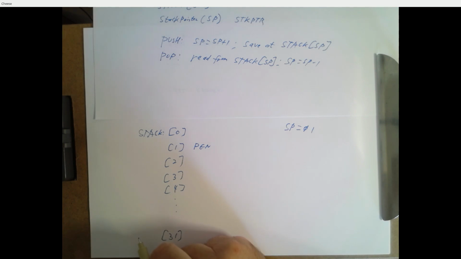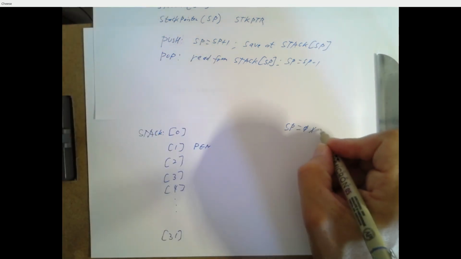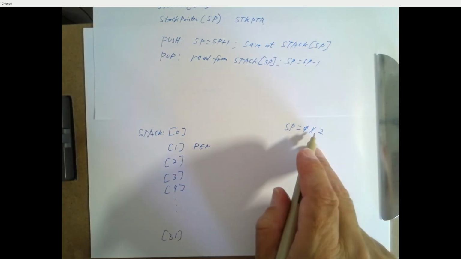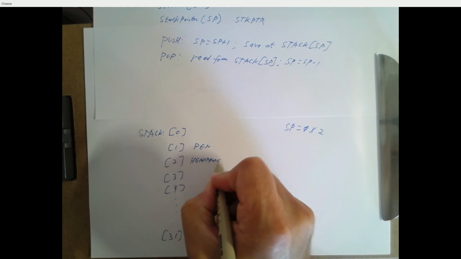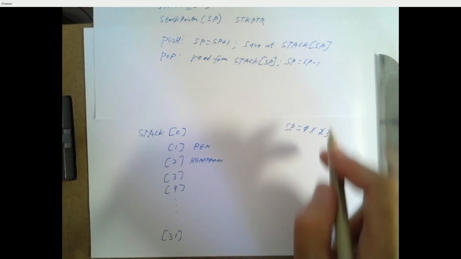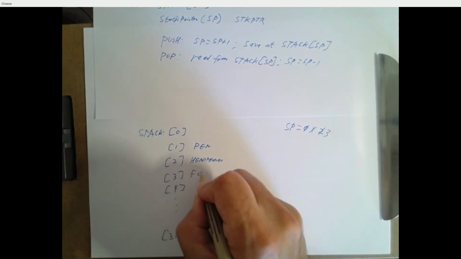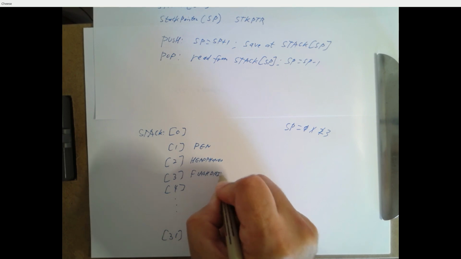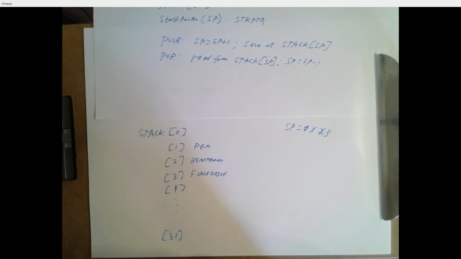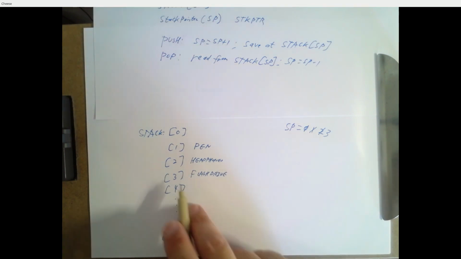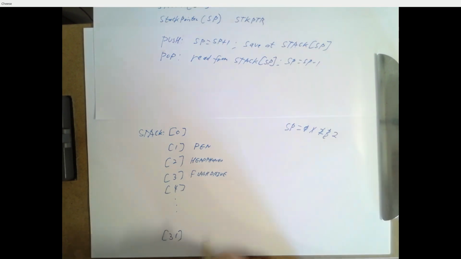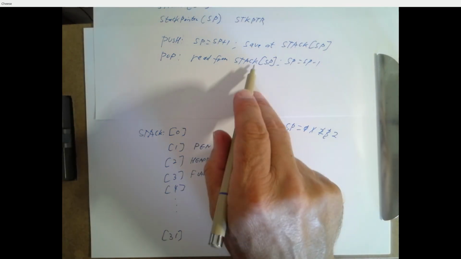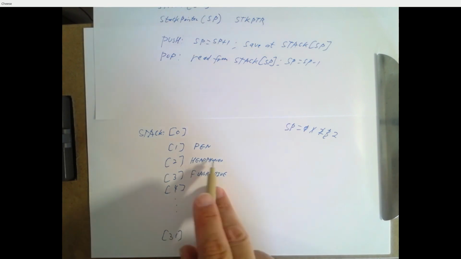And then we said push some headphones, so push says SP equals SP plus 1, and then save at stack SP, so here's headphones. And then we pushed a flash drive, so we said SP equals SP plus 1, and we save at stack SP, so here's a flash drive. And now if I want to pop from the stack, what do I do? I read from stack element SP, so the first thing I'm going to pop is the flash drive, and then I'm going to set SP to SP minus 1. So now if I say pop again, I'll read from stack 2, because SP is 2, I'll read the headphones.